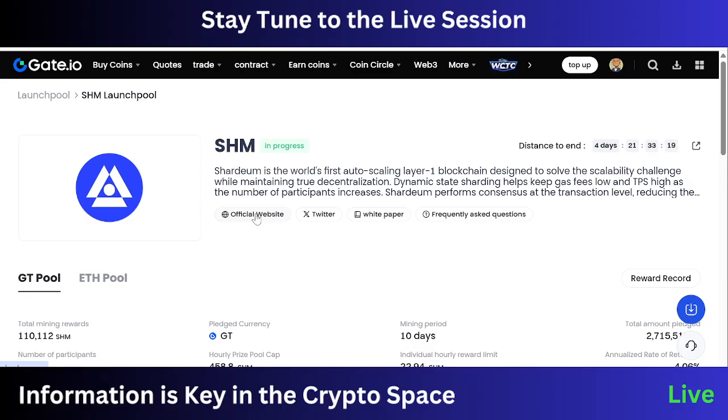So Shardeum is the world's first auto-scaling layer 1 blockchain, specifically designed to solve scalability challenges while maintaining true decentralization.